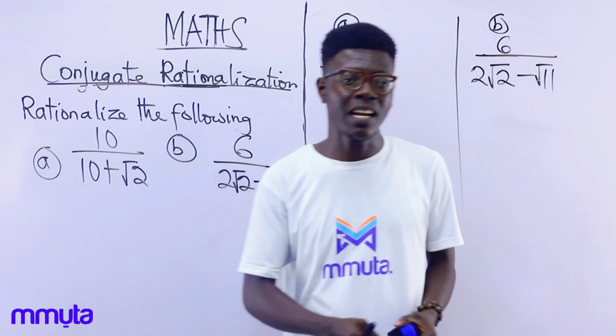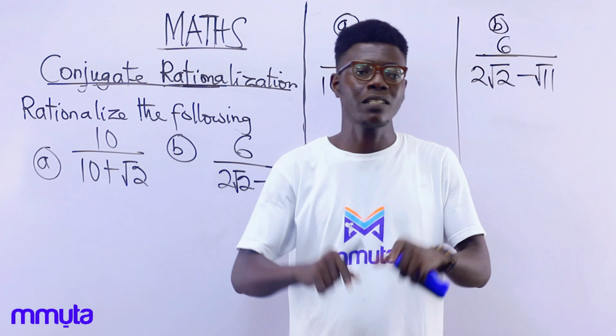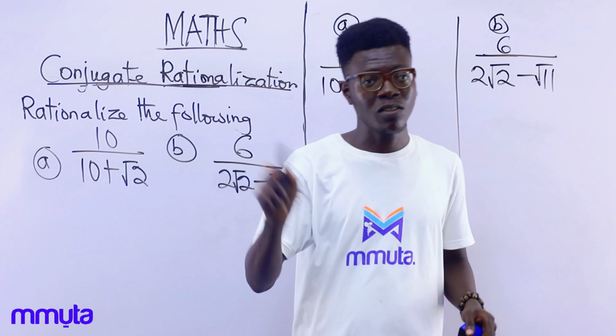Because most of you will be thinking that if you rationalize every surd that has a conjugate or a compound surd at the denominator, it is going to give you 1. That is not the case.